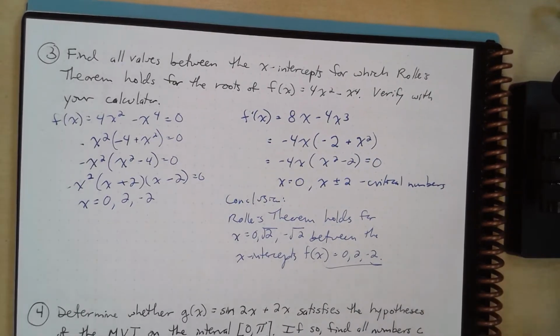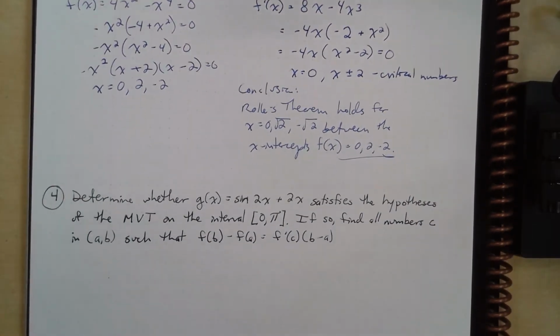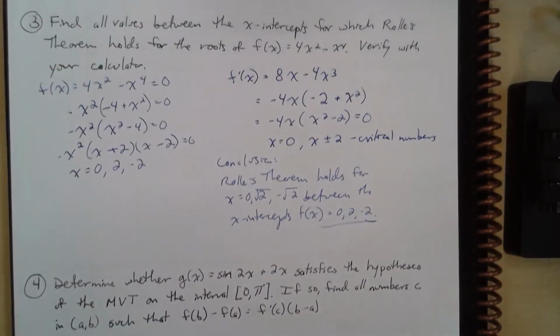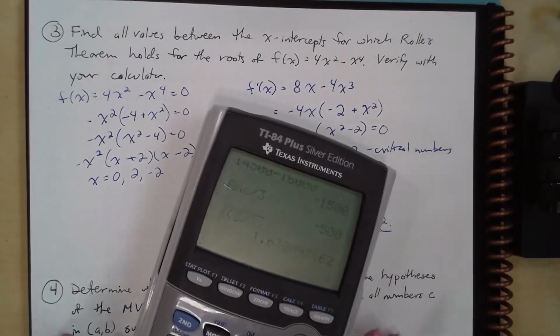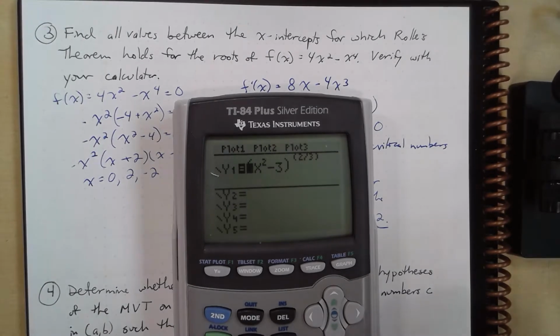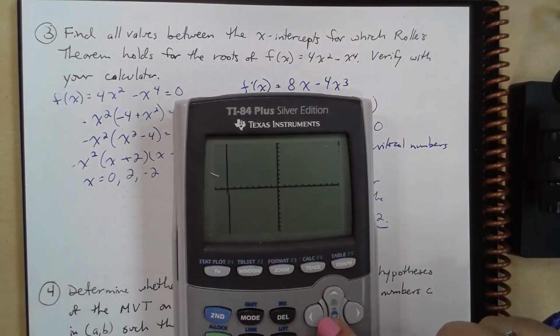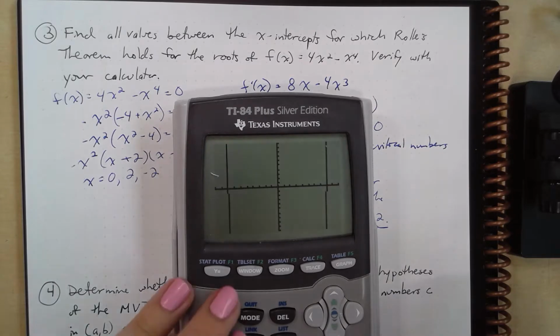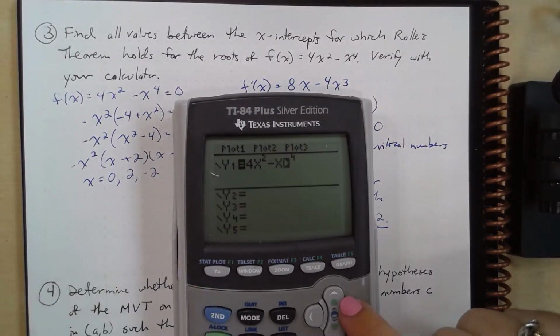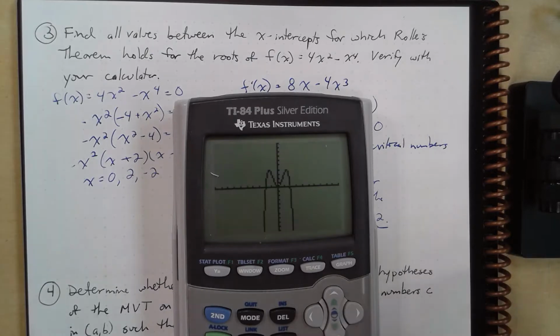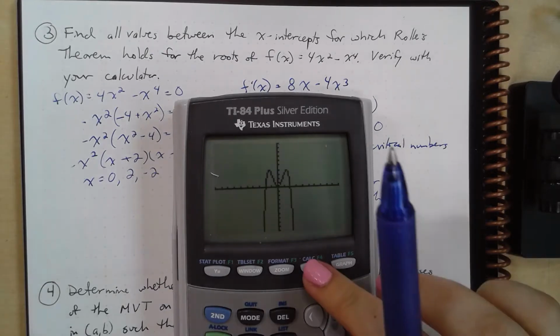Okay, let's do our last one. We want to determine, oh, I forgot, we were going to check this graphically. Okay, calculator, let's just graph it. We'll graph it, we'll look at it. So we've got 4x squared minus x to the 4th. I wrote 4 to the 4th. That's not going to be any good to us. Hopefully this is a little bit prettier. Oh, it definitely is. A nice little m there.